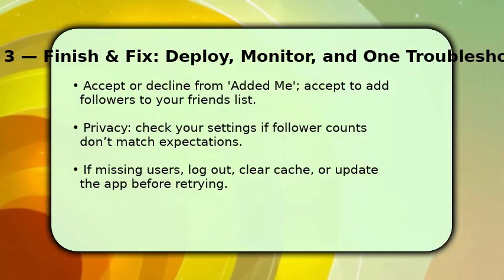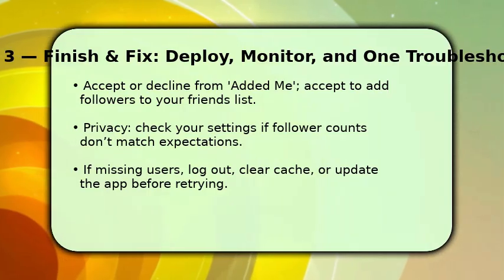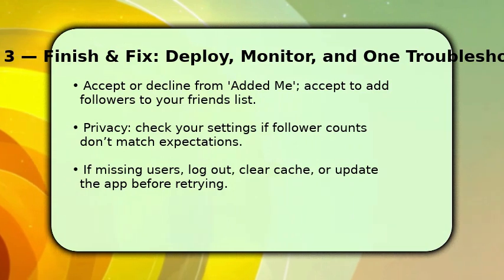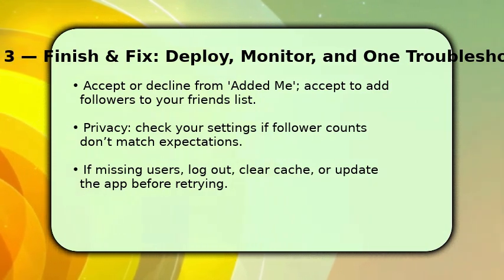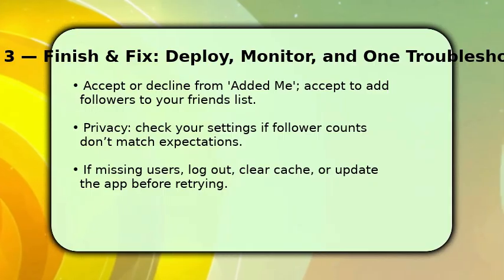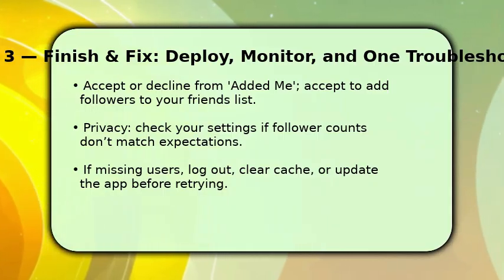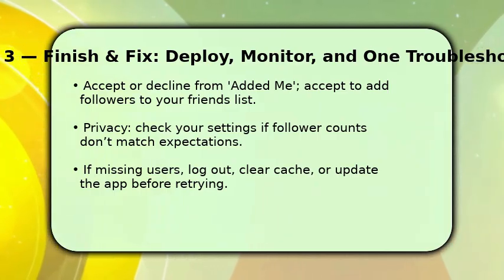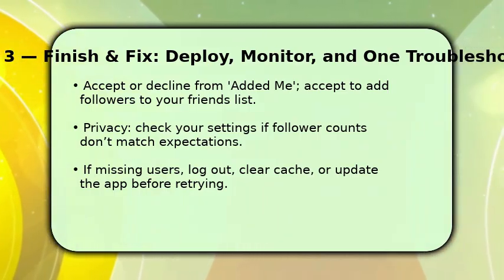accept to convert followers into mutual friends, or decline to leave them as one-way followers. Make sure to check your privacy and visibility settings if follower counts seem off, because some users can follow without showing on lists. If you don't see expected followers, clear the app cache, update Snapchat, or log out and back in. These fixes resolve most sync problems quickly.